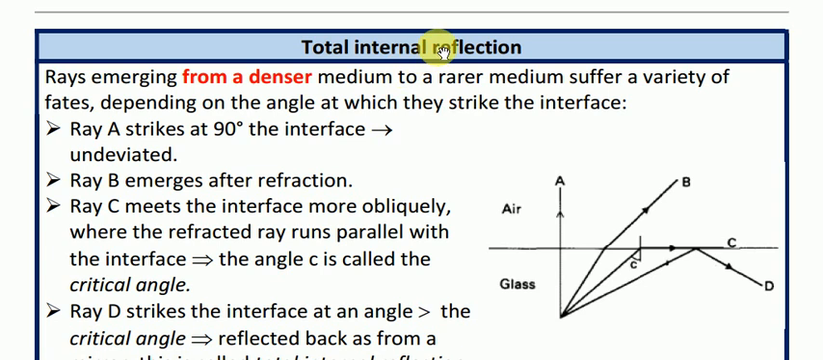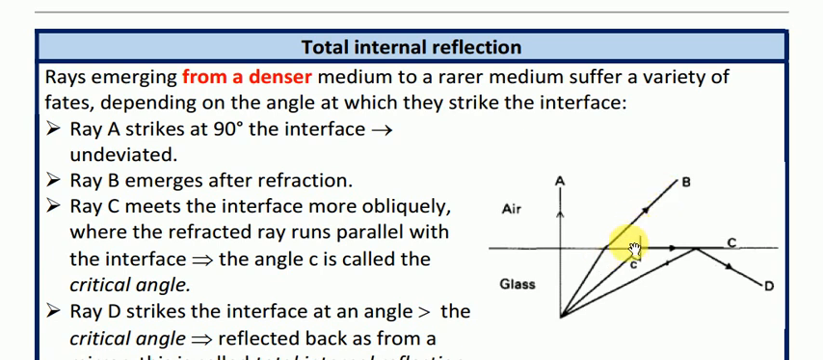Now, total internal reflection. The rays emerging from a denser medium such as glass to a rarer medium such as air suffer a variety of fates depending on the angle at which they strike the interface. At different angles, their fate will be different. So this is ray A. It strikes at 90 degrees to the interface and is undeviated. Ray B emerges after refraction.